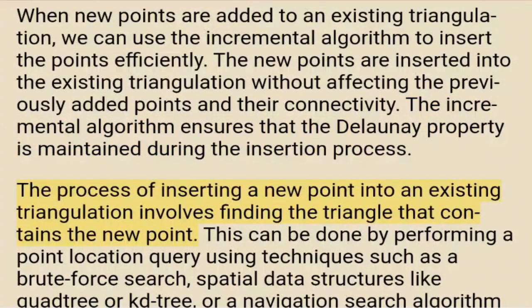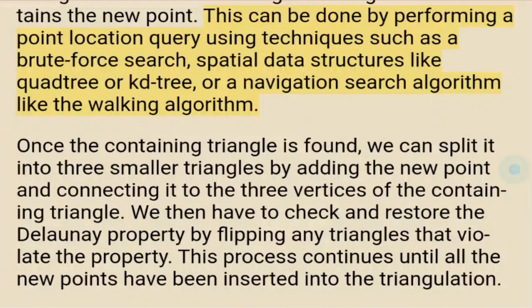The process of inserting a new point into an existing triangulation involves finding the triangle that contains the new point. This can be done by performing a point location query using techniques such as a brute force search, spatial data structures like quad tree or KD tree, or a navigation search algorithm like the walking algorithm. Once the containing triangle is found, we can split it into 3 smaller triangles by adding the new point and connecting it to the 3 vertices of the containing triangle. We then have to check and restore the Delaunay property by flipping any triangles that violate the property. This process continues until all the new points have been inserted into the triangulation.